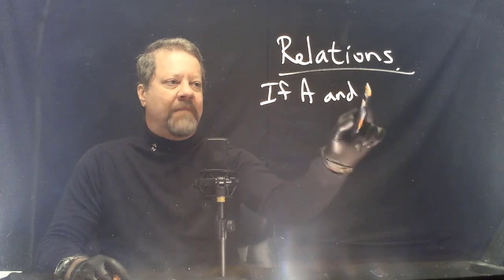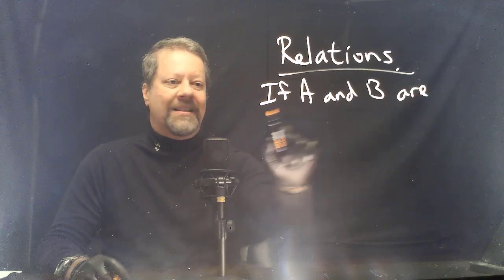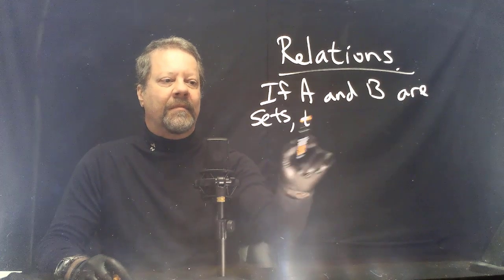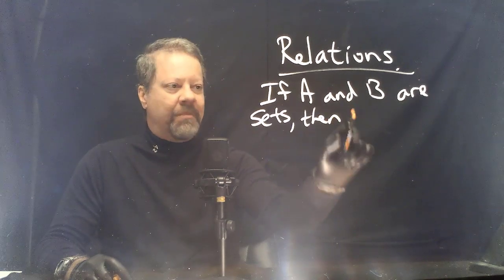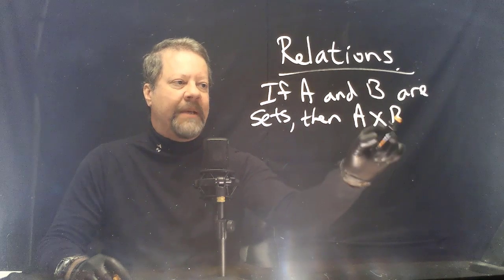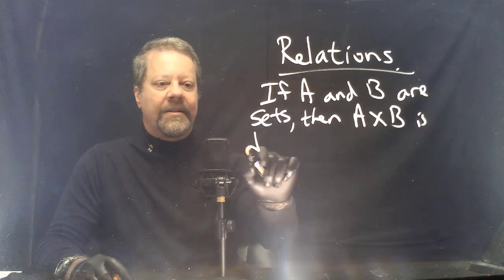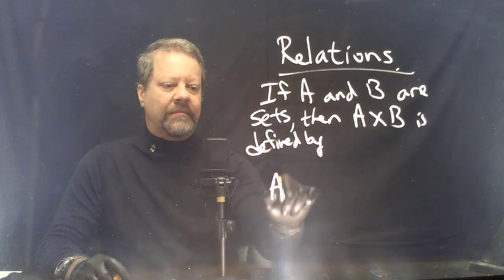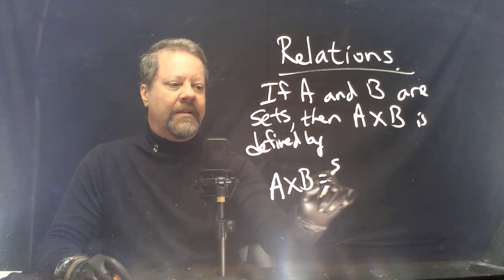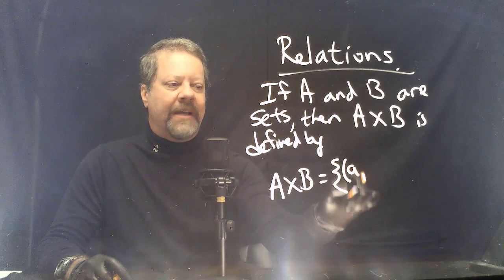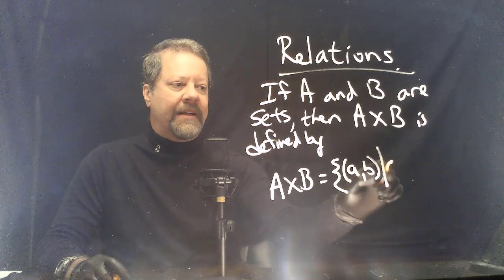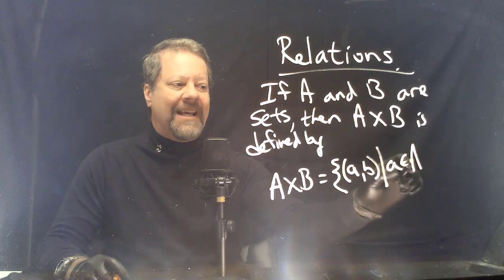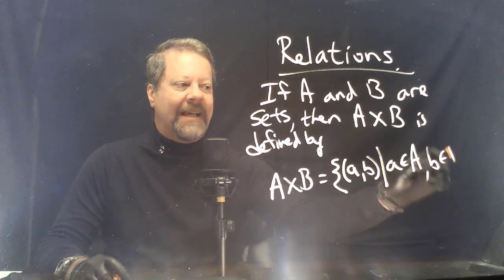First, recall that if A and B are sets, then the Cartesian product A cross B is defined by: it's the set of all ordered pairs (a, b) such that little a comes from set A and little b comes from set B.